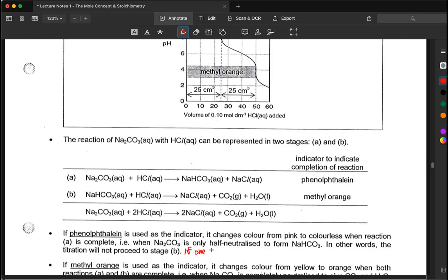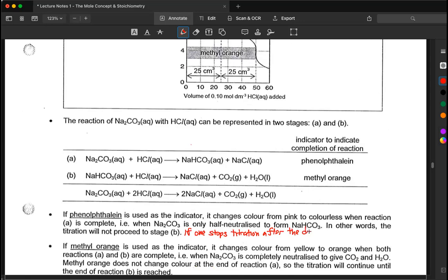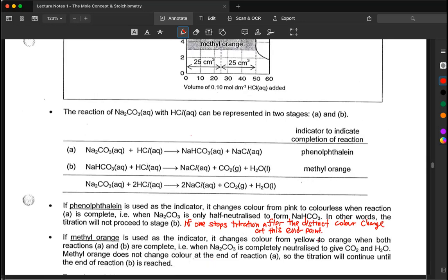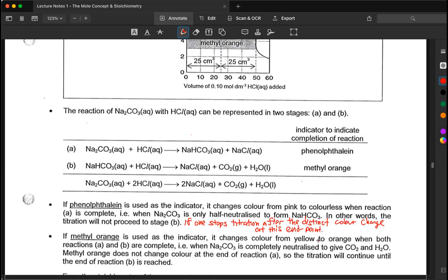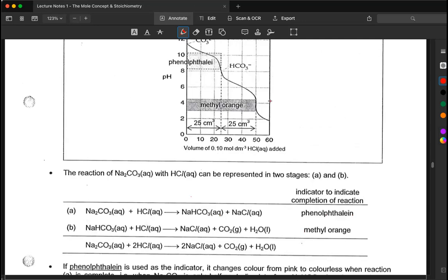If one stops titration after the distinct color change at this endpoint, all right? If you use methyl orange, it will change color from yellow to orange when both reactions are completed. Because methyl orange is here, it's changing color at the second endpoint here.